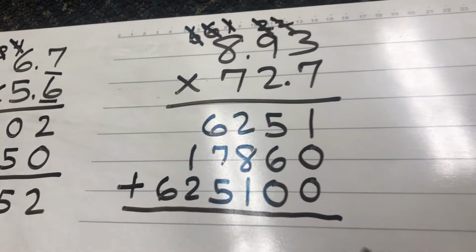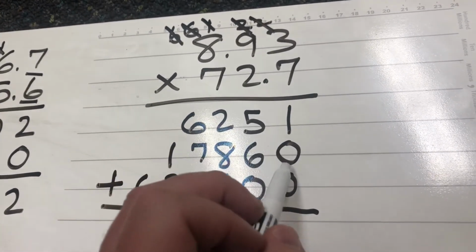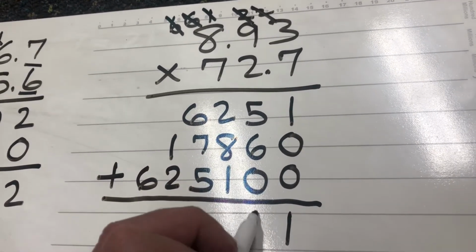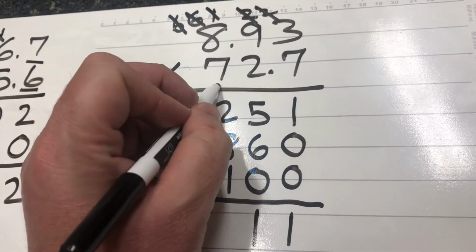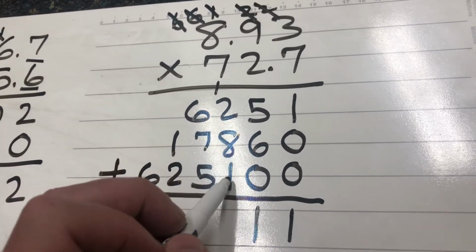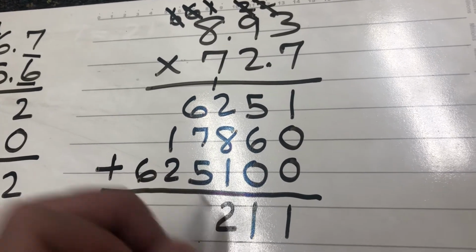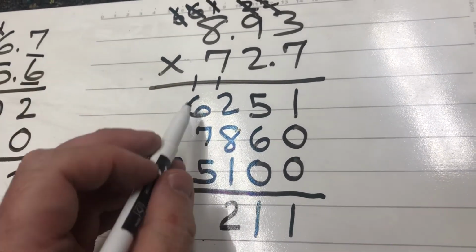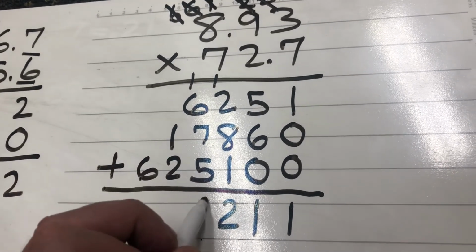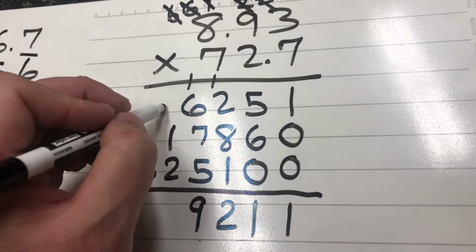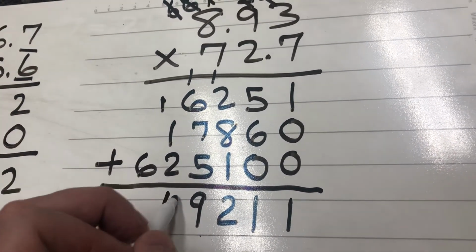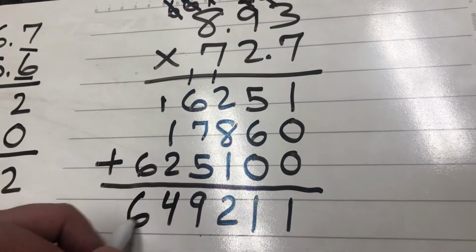Now I have to add all 3 of these numbers. 1, 0, and 0 make 1. 5 plus 6 is 11, plus 0 is still 11. Put the 1 down, carry the 1. 1 plus 2 is 3, plus 8 is 11, plus 1 is 12. Put the 2 down, carry the 1. 1 plus 6 is 7, plus 7 more is 14, plus 5 is 19. Put the 9 down, carry the 1. 1 plus 1 is 2, plus 2 is 4. Nothing in 6 makes 6.